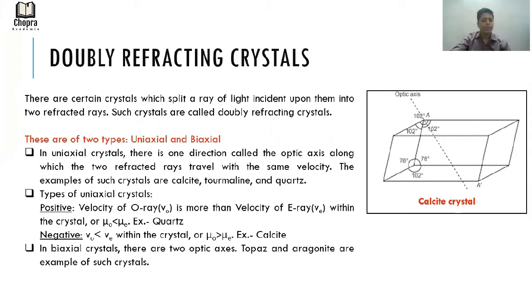What are negative uniaxial crystals? Exactly opposite, wherein V naught, velocity of O ray, is less than the velocity of E ray. Those crystals are called negative uniaxial crystals, which are also characterized by mu naught is greater than mu E. Example of such a crystal is calcite crystal. What are biaxial crystals? Biaxial crystals are the ones with two optic axes. Examples are topaz and aragonite. Now this is the diagram for calcite crystal. You see optic axis here, and this is the typical cell for calcite crystal.